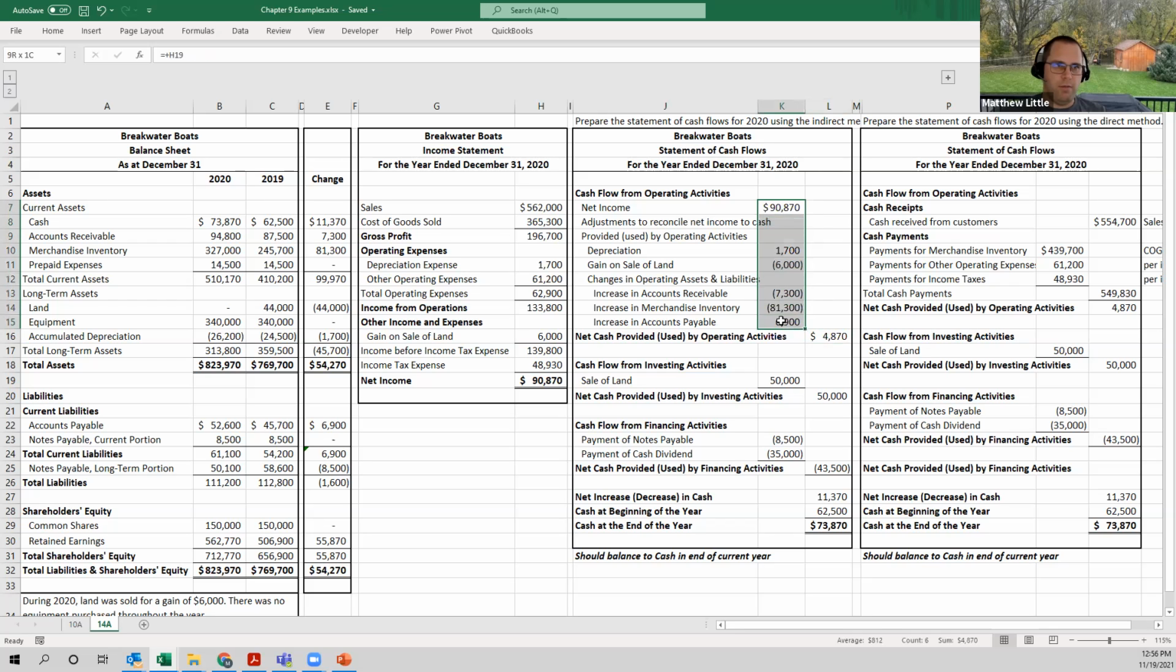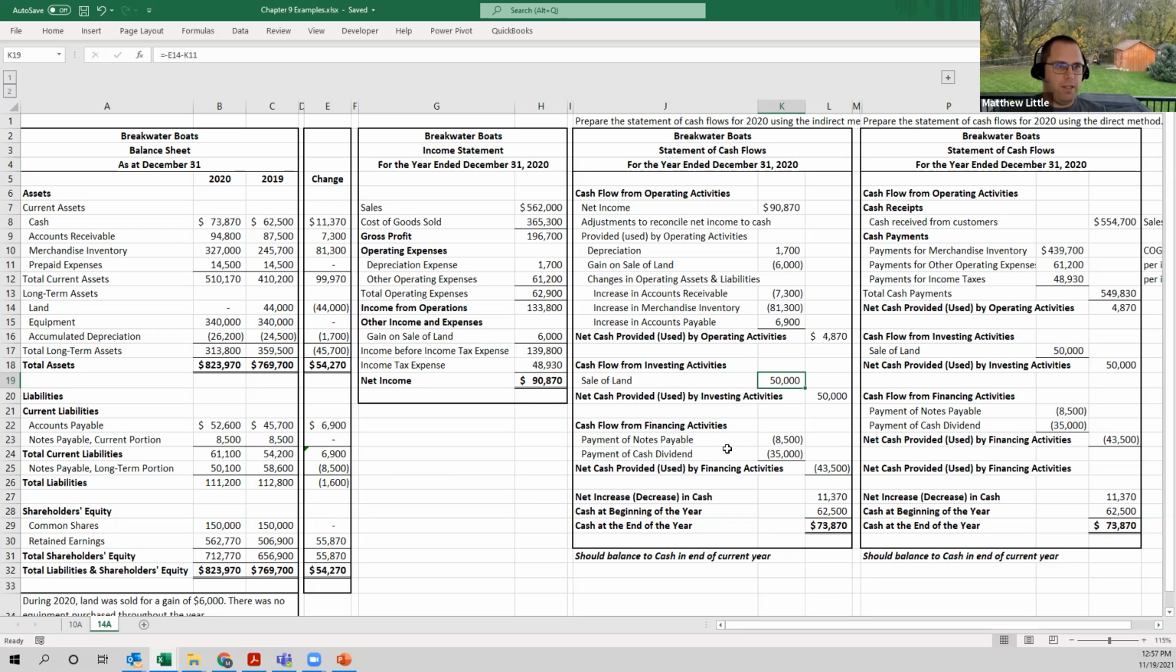So slight positive here. From investing, we're told that the only item that we have was the sale of land, which we had a gain of $6,000, so the $44,000 book value, plus the gain on sale of land means we sold the land for $50,000. So the $50,000 comes into the sale of land, which is the only investing activity we had.